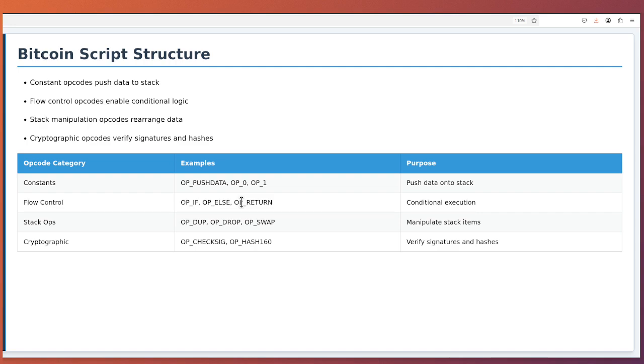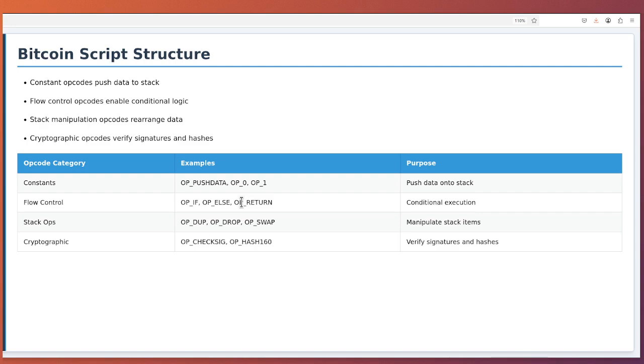Constant opcodes push data onto the stack. For example, OP_PUSHDATA which pushes bytes onto the stack, or specific number constants like OP_0 through OP_16. Flow control opcodes provide conditional execution. For example, OP_IF, OP_ELSE, OP_ENDIF which create conditional branches, and OP_RETURN which terminates execution and marks the output as provably unspendable. Stack manipulation opcodes rearrange data, including OP_DUP which duplicates the top stack item, OP_DROP which removes the top item, OP_SWAP which swaps the top two items, and many others.